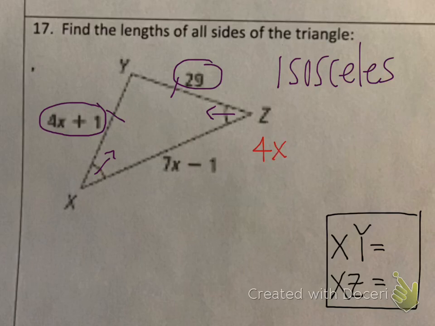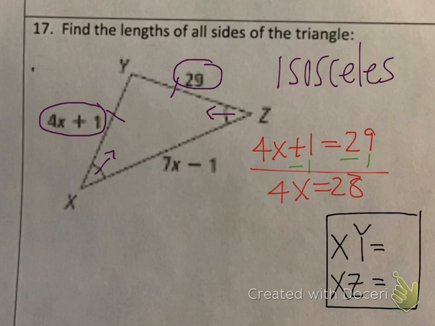So 4x plus 1 has to be exactly the same as 29. So this is just a two-step equation. Subtract 1 from both sides. So you get 4x is equal to 28. And if you divide by 4, you get x is 7.